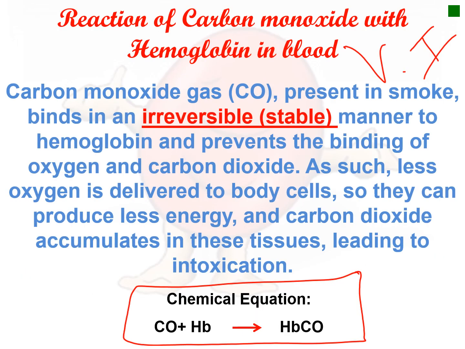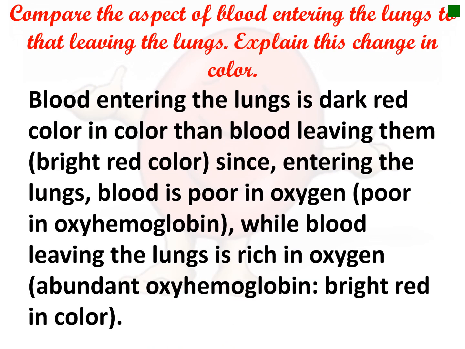Reaction of carbon monoxide with hemoglobin. Carbon monoxide, present in smoke, binds in an irreversible, stable manner to hemoglobin and prevents the binding of oxygen and carbon dioxide. As such, less oxygen is going to be delivered to the cells. This is a very important note. This will lead to less energy and carbon dioxide accumulation in the tissues, leading to intoxication. The equation is CO plus hemoglobin gives HbCO.